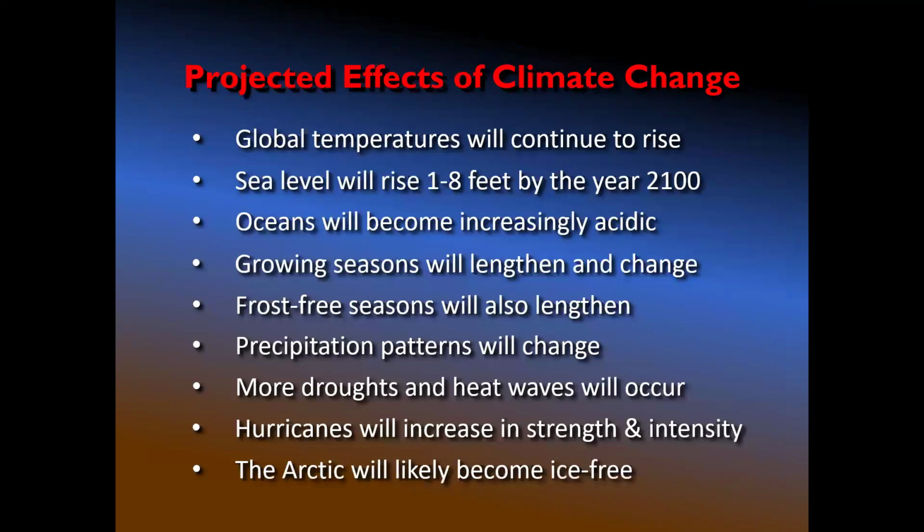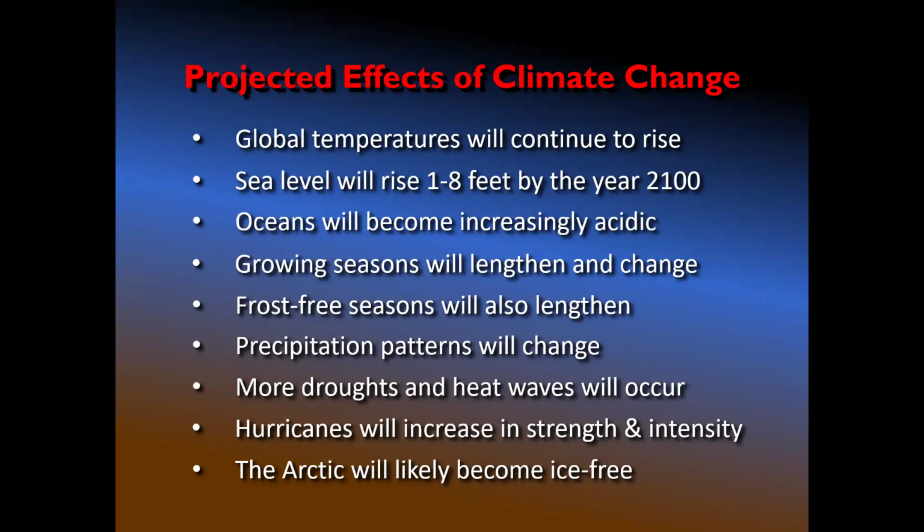So, what are the consequences of this? Well, we've talked about some of them. Global temperatures continuing to rise. Sea level has the potential to rise as much as 1 to 8 feet, depending on where you are on the planet by the year 2100. Oceans, as we just discussed, will become increasingly acidic.